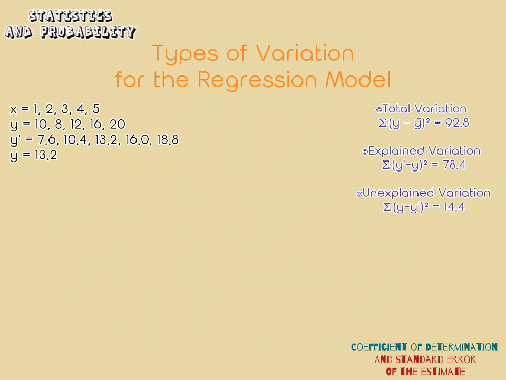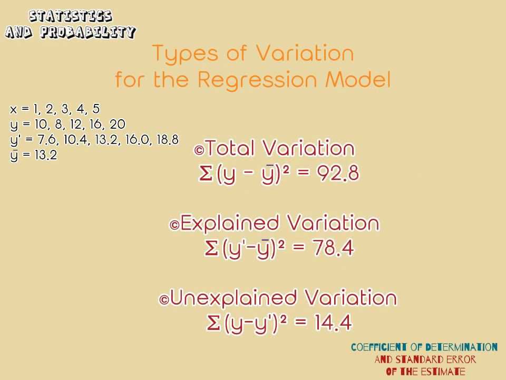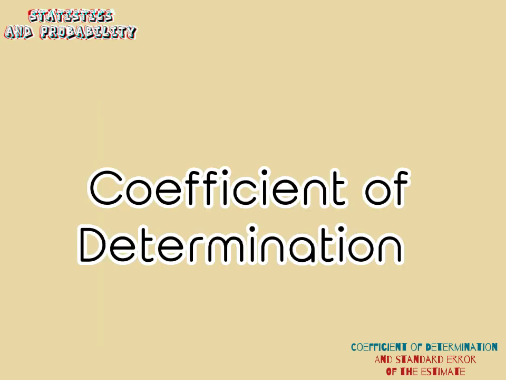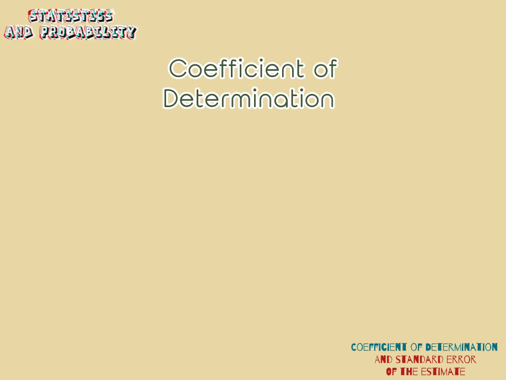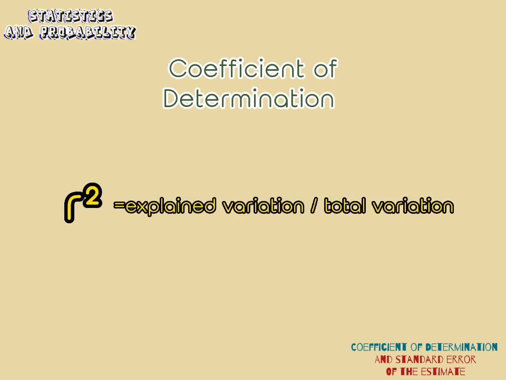And that is the procedure in finding the three types of variation. Notice that our total variation is equal to the sum of explained variation and unexplained variation. Coefficient of determination. What is coefficient of determination? The coefficient of determination is the ratio of the explained variation to the total variation and is denoted by r squared. That is, r squared equals explained variation divided by the total variation.